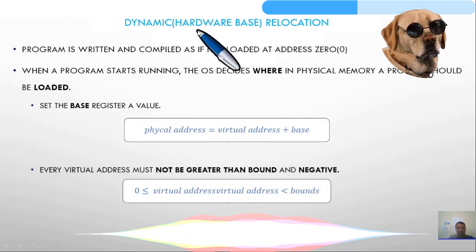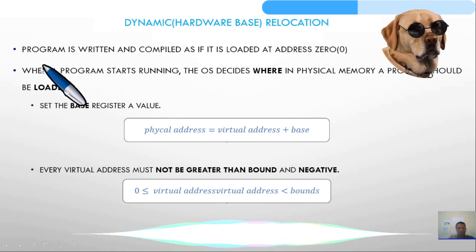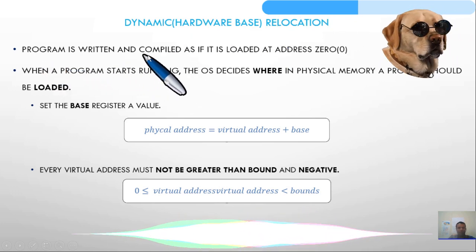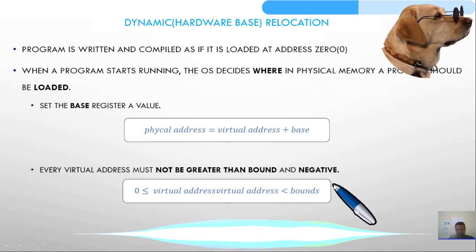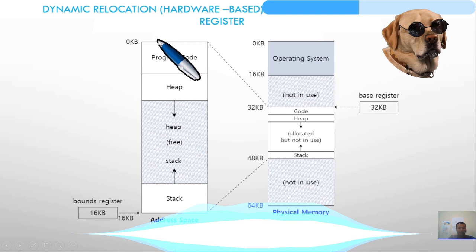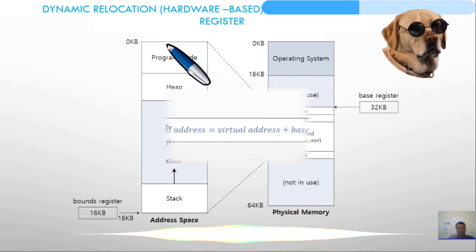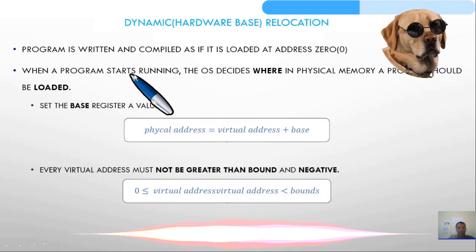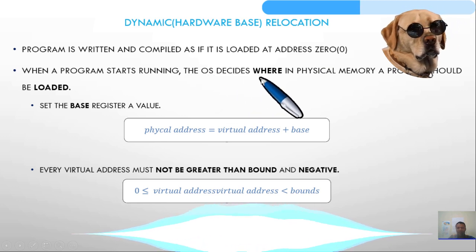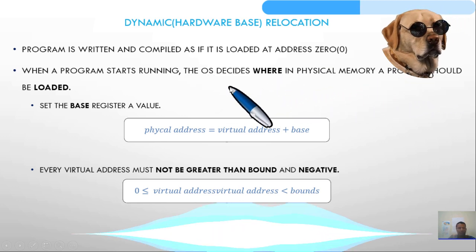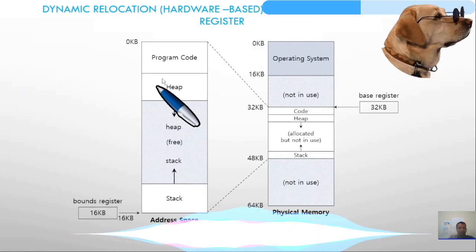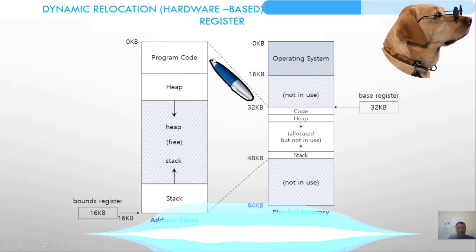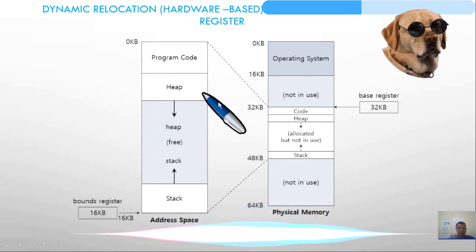So dynamic hardware-based relocation: the program is written and compiled as if it is loaded at address 0. Always it is address 0. It is the assumption. But what happens when a program starts running is that the operating system decides where in the physical memory a process should be loaded. So once the program starts running, the operating system decides where this program will reside in the physical memory.